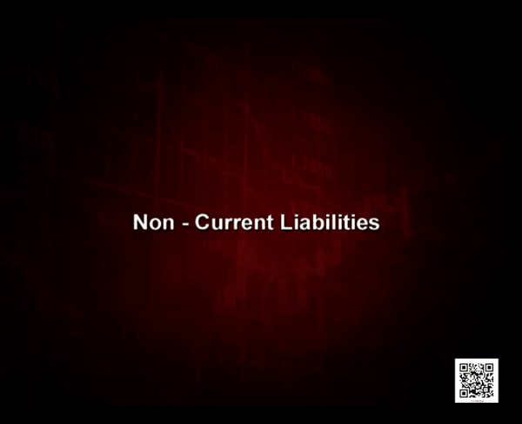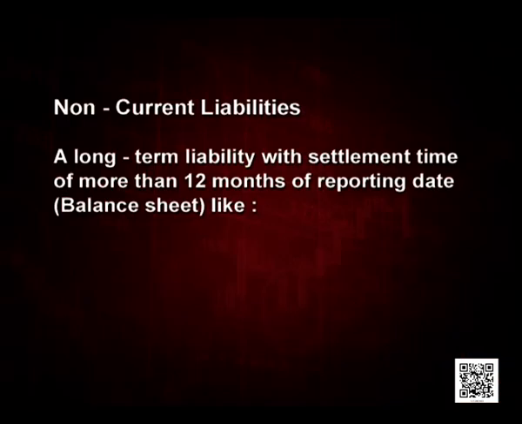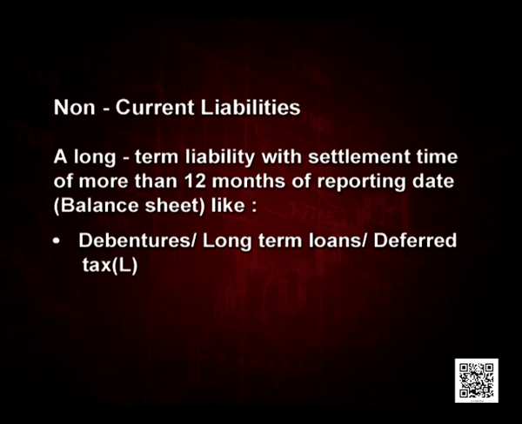To start with the first point, that is non-current liability on the liability side. Previously we discussed share capital, and now we are discussing non-current liability. As the name suggests, it is a long-term liability with a settlement time of more than 12 months from the reporting date, that is the balance sheet date. If we are going to settle a liability after 12 months from the date of the balance sheet, it is called a long-term liability, that is a non-current liability, like debentures, long-term loans and deferred tax.